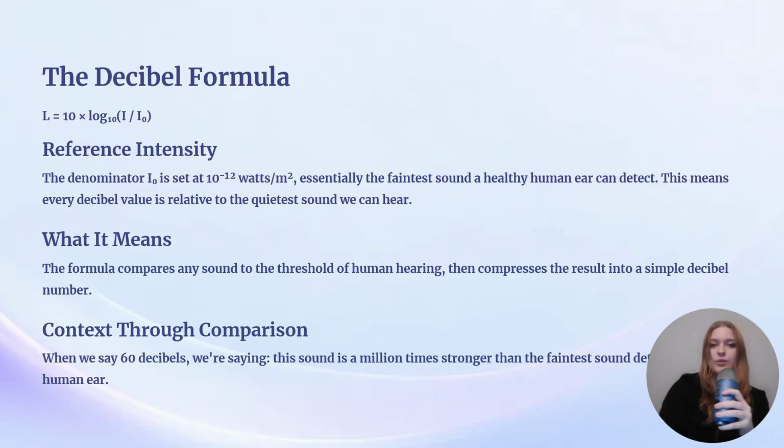So we went over the decibel formula. L stands for loudness in decibels, and I is the sound's intensity. I0 is the reference intensity, which is, again, the faintest sound a healthy human ear can hear, written as 10 to the negative 12 watts per square meter. The formula says take the intensity of the sound, divide it by the reference intensity, then take the log base 10 of that ratio, finally multiply by 10, and that gives us the decibel value.